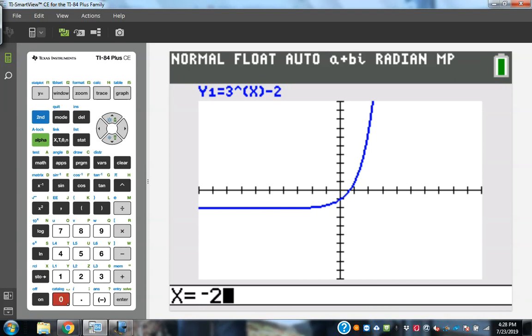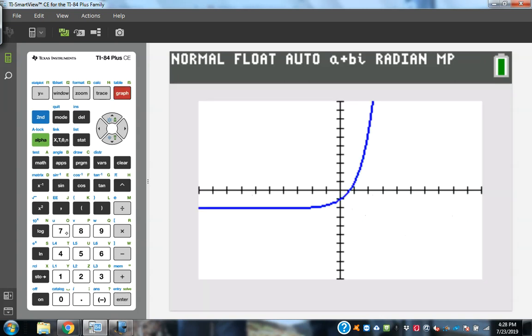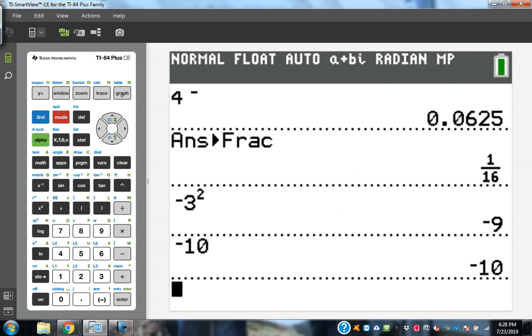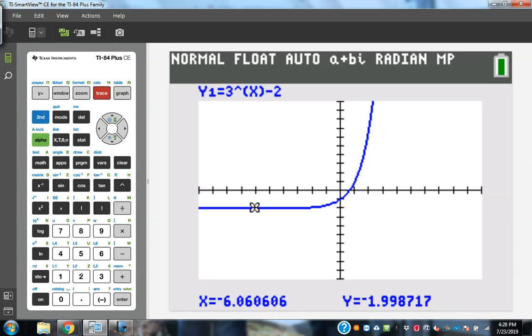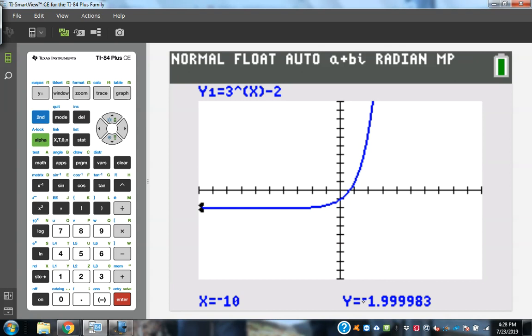What if I hit negative 20? Oh, that's not on my page. Let me do one. Negative 10 will be on my page, so I'm going to hit that. Negative 10. That's a good one. Whoops. Trace. Graph. Trace. Negative 10. There we go. And that right there, that is almost negative 2 right there. Negative 1.999983. That's the same as negative 2, right? So we can see it flattens out right there. So you can kind of see what's happening.